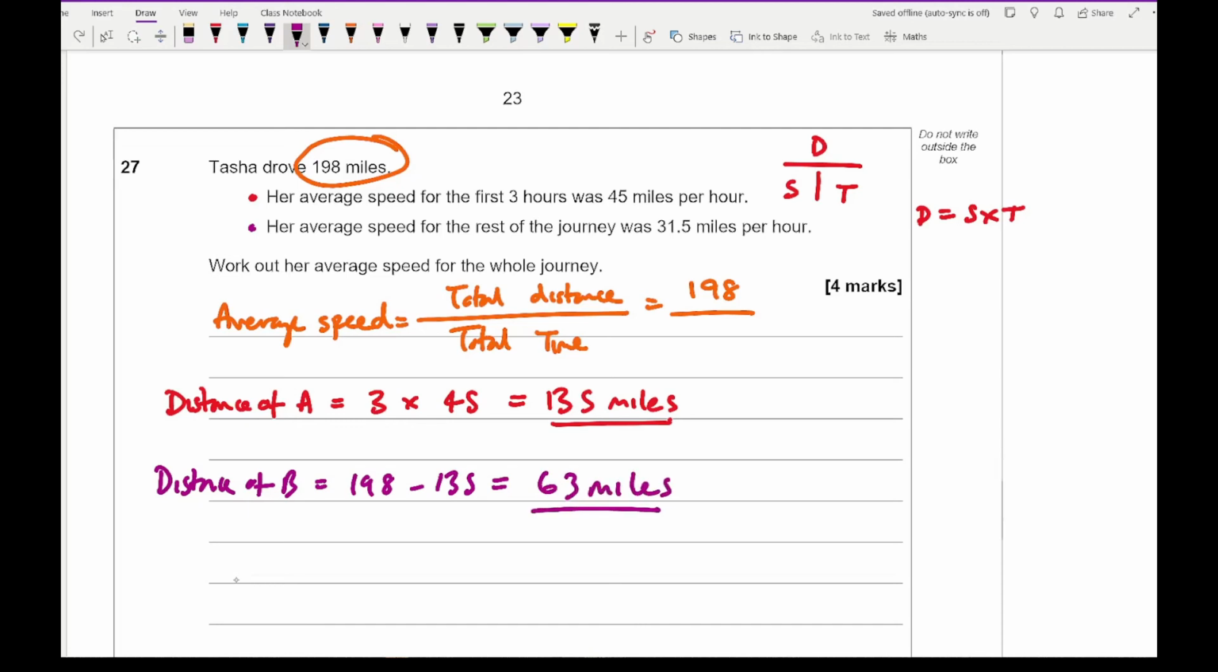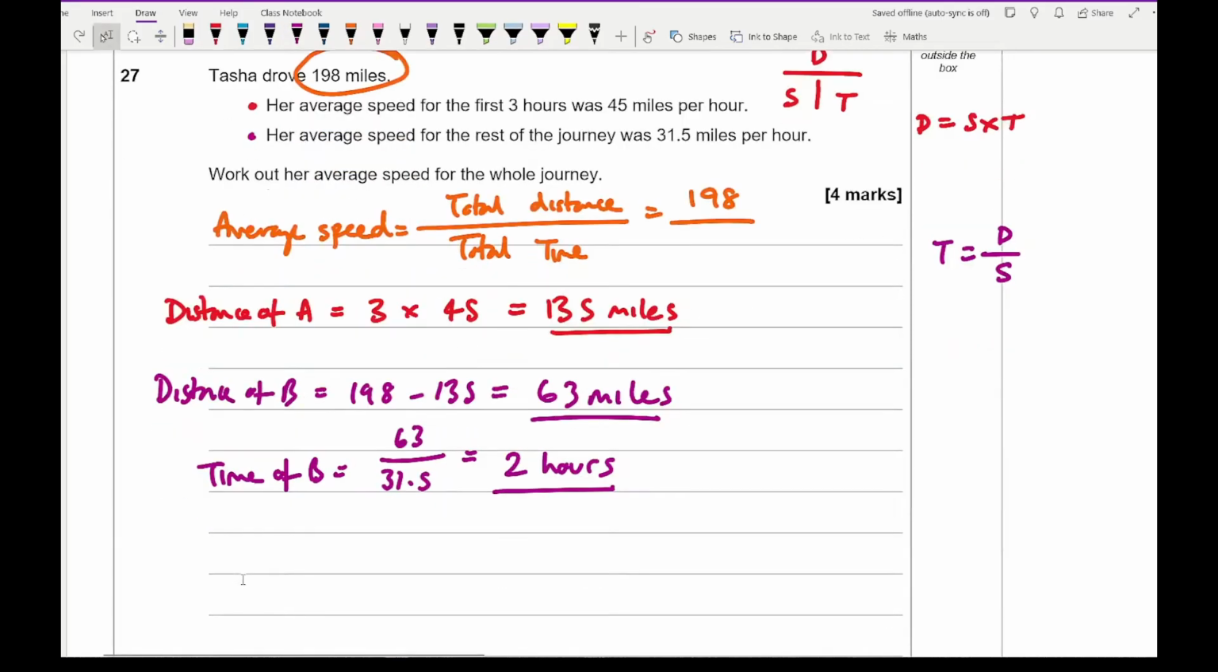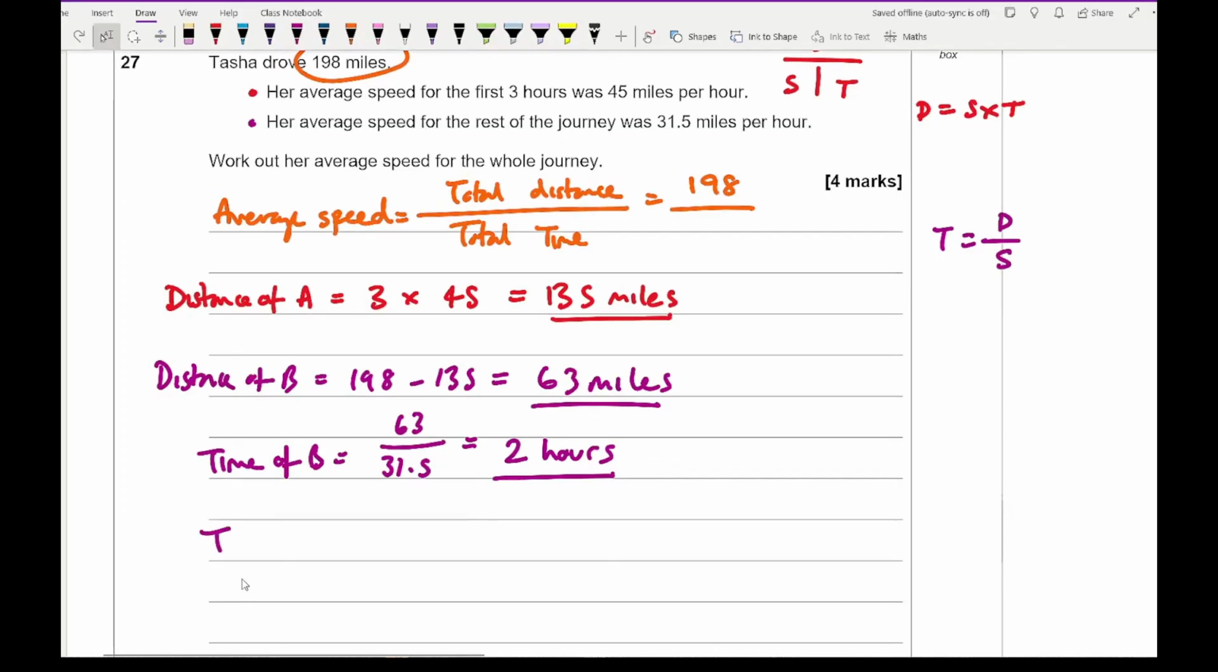Now from this, I can work out what the time of B was. Again, time is equal to distance divided by speed. So we know that the speed is 31.5 and we now know that the distance is 63. If I type that into my calculator, I get an answer of 2 hours. Now for this, we can then work out what the total time is.